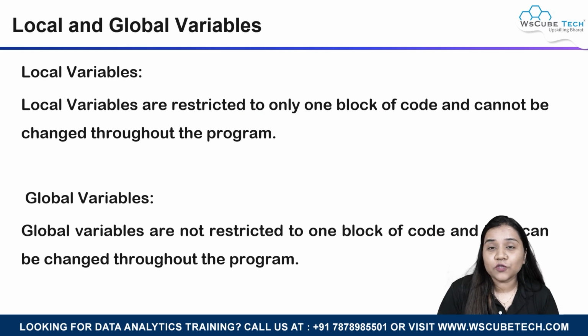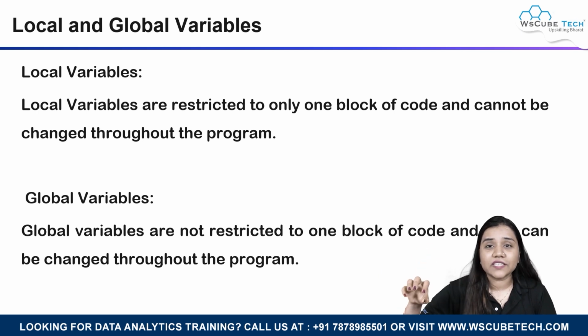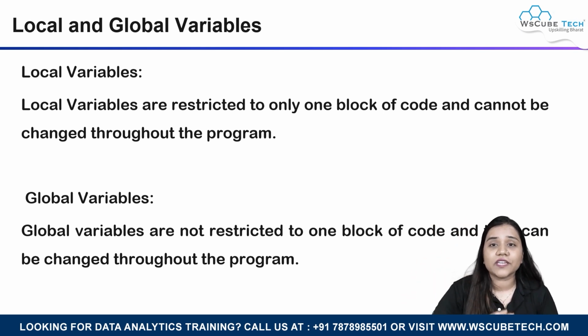Local variables are those variables which are restricted to one block of code. What does this mean? If you have created a variable outside the body of the function and you use it inside the body of the function and try to change its value, it will not work. It will remain the same as it was outside the body of the function. So that is our local variables.